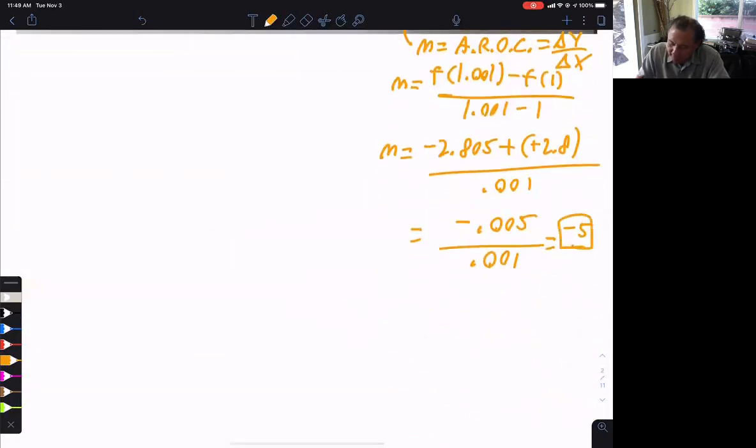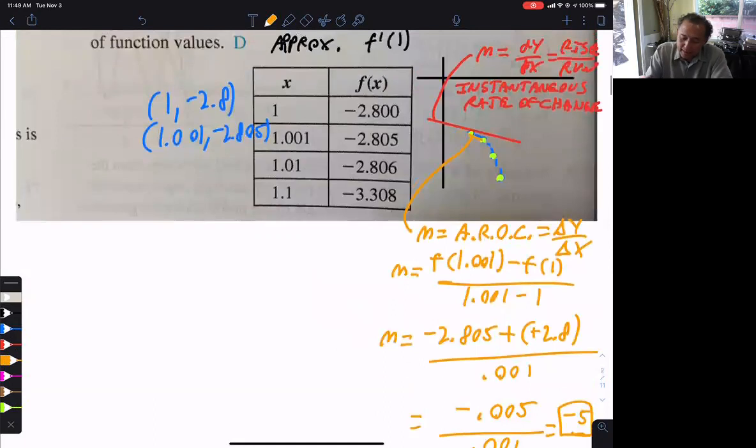Negative 5 is the approximate slope of the tangent line. So what's happening? You could look at that and say, hey, that slope is pretty close to that slope. So I'm going to use the slope of this yellow line to approximate. Like I said, this is a common question on FRQs on the AP test.